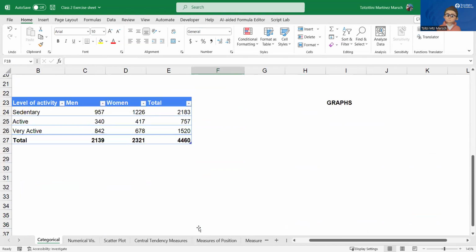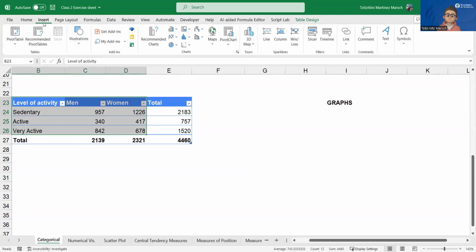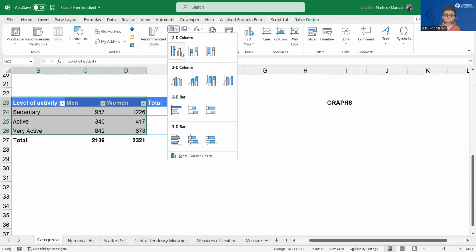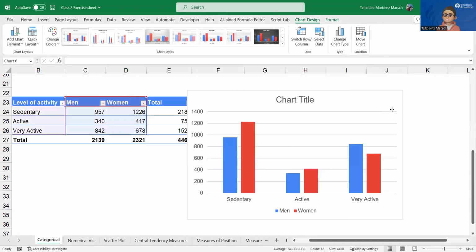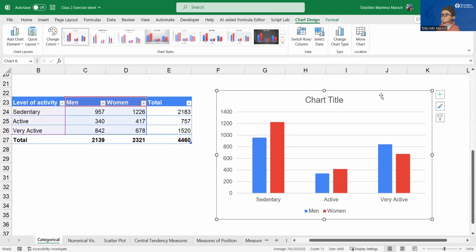Now it says, how would we graph when we have variables that are within variables? The same, it is very, very simple. We're going to select our data, not the totals, just select the data, and we can have two different types of graph. And we saw this in class. We can have a clustered column graph, and it's going to depend a lot on the storytelling that we're going to be telling about this particular problem.